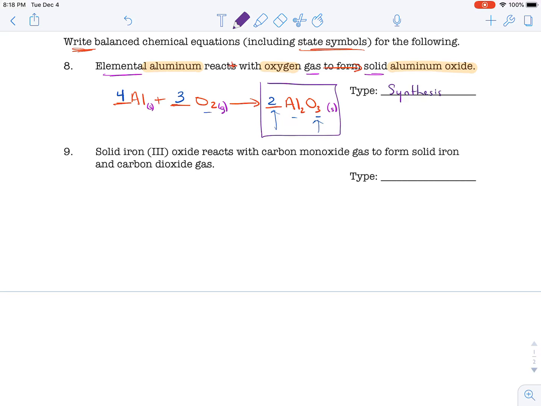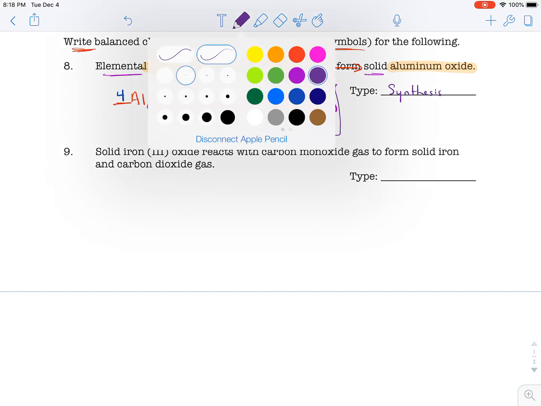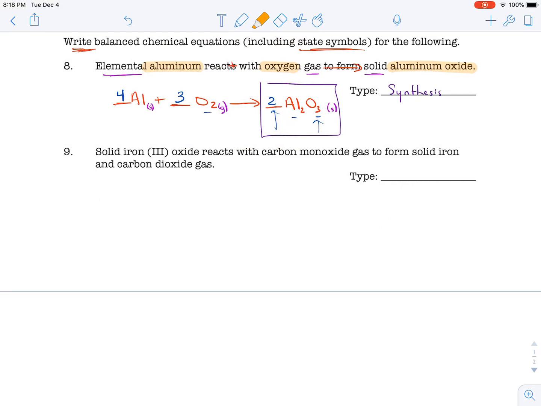Okay, awesome. So far, so good. Let's move on to the next one, following those same steps that we just went through. If we start off with highlighting our substances that need to change, we've got iron 3 oxide reacts with carbon monoxide to form iron and carbon dioxide. So we've got to translate those from words to symbols.